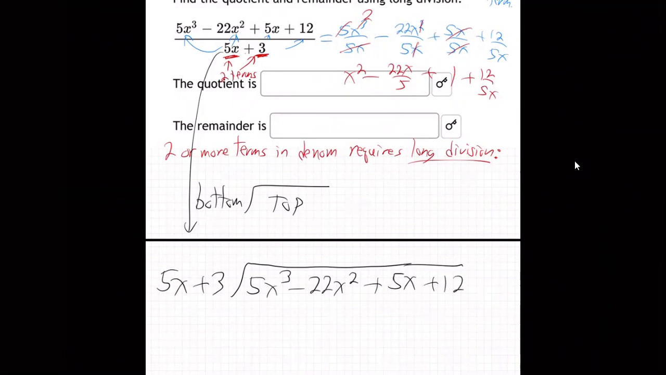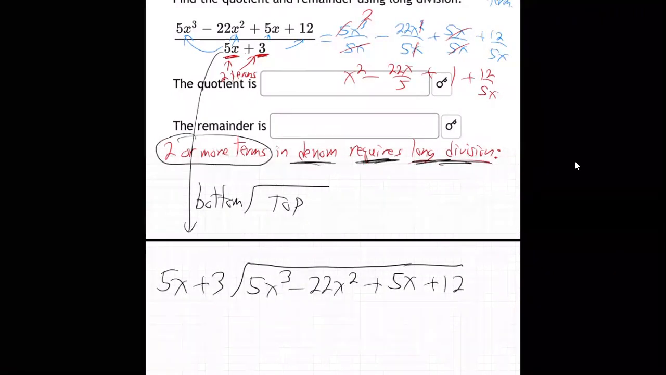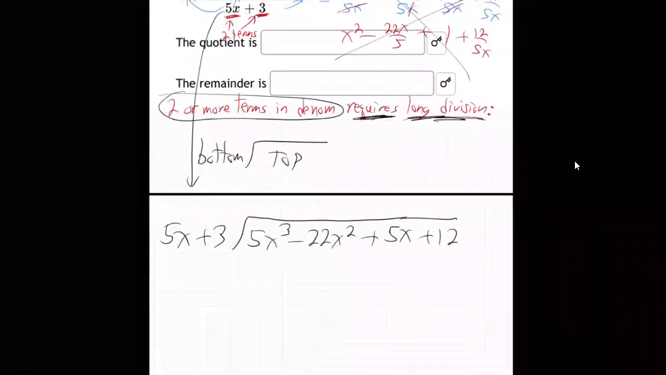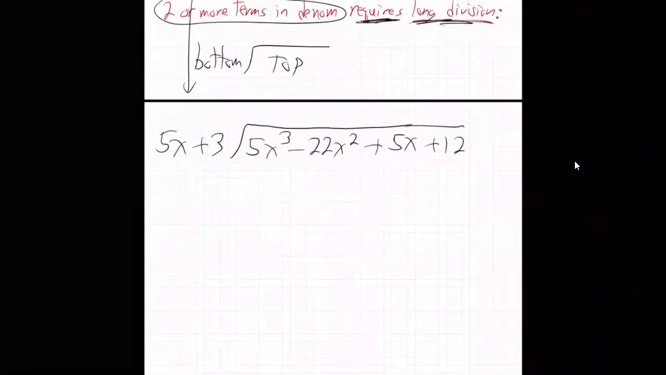So you have to do long division. Like it says here, it requires long division when there's 2 or more terms in the denominator. If we just had 1 term down there, that would be a piece of cake. I showed that right here, but that's not what we have. Okay, so got to do long division. Now, what do we mean by long division? This is not easy. I know I keep saying it's not easy.